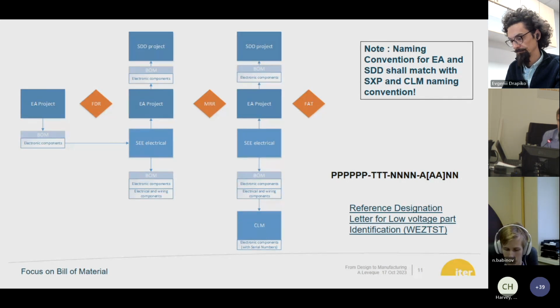And we need to have full consistency between CLM, SE Electrical Expert, EA project, and everything which is in the SDD project. Otherwise, in operation, we'll have an HMI alarm that PCF is not working, and nobody will know what a PCF is because it's written CPU in the database. So we really need to have a full match between these.